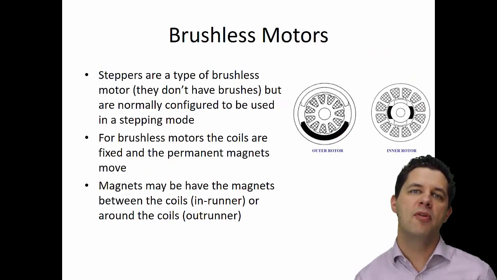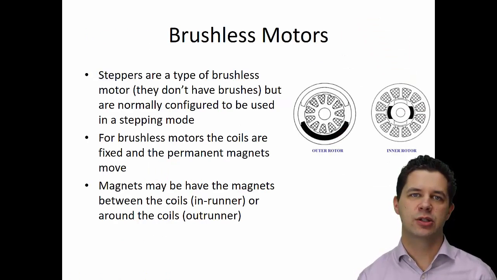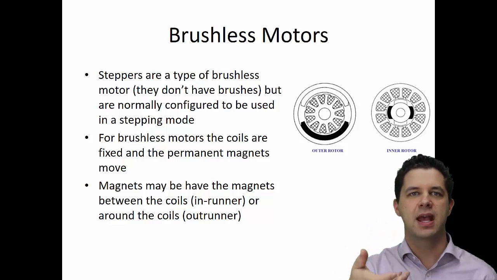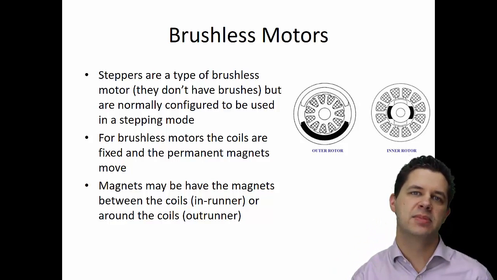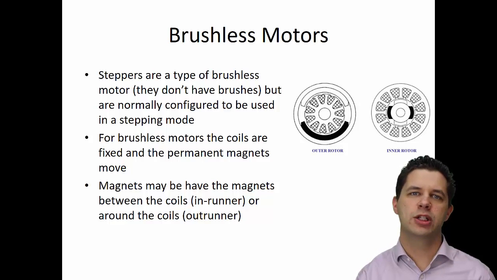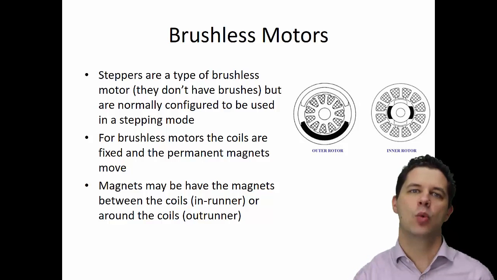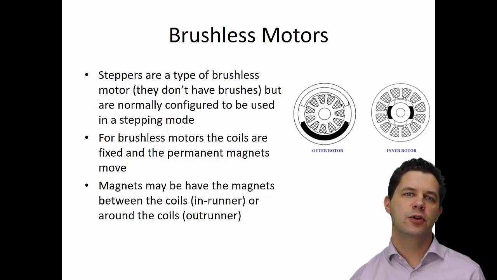Now, stepper motors are a type of brushless motor. They don't have brushes and commutators like in the DC motors, but they're normally configured to be used in a stepping sort of mode. Step, step, step, step, step, and you won't precisely know how many steps. Typically when we're talking about brushless motors, we're talking about a system where our coils are fixed and our permanent magnets are what's actually moving. There's a few different configurations we can have here, where we can have the magnets between the coils, which we call an in-runner design, or around the coils, which we call an out-runner design. We've got the different pictures of both of them up there.